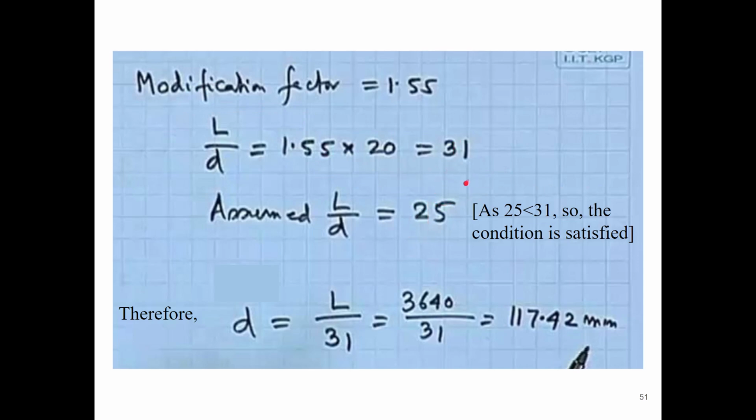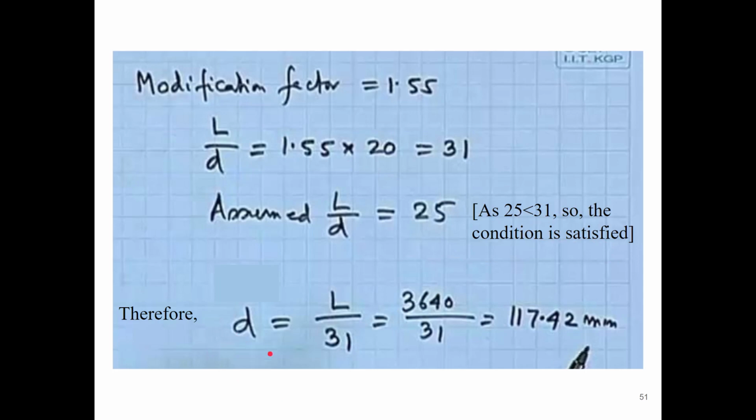If it still is less than 25, then we have to redesign. We definitely have to take it less than the actual L by D. So this is the basic value, and we have to multiply this. Then only we compare whether our taken L by D is less than or equal to the maximum value. So as 25 is less than 31, the condition is satisfied. So our design is right.